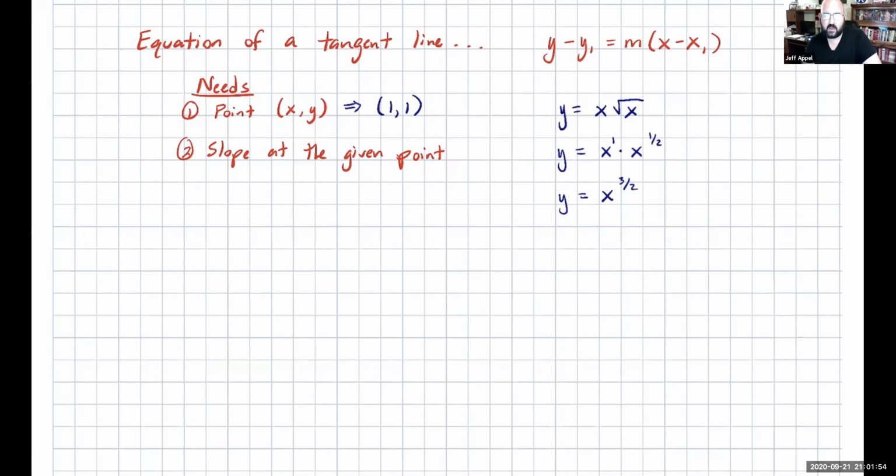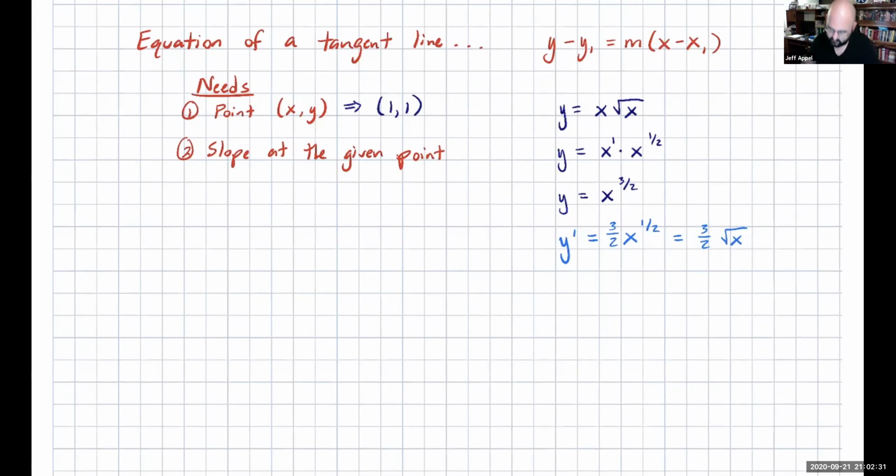Okay, so now that we have the function written in a form that we can deal with, let's go ahead and take the derivative. So y prime, remember how this works: bring the power down front, 3/2, x to the, now replace the power by 1 less, so 3/2 take away 1 is 1/2. Or if you prefer, you can think of it as 3/2 times the square root of x, if you like that better.